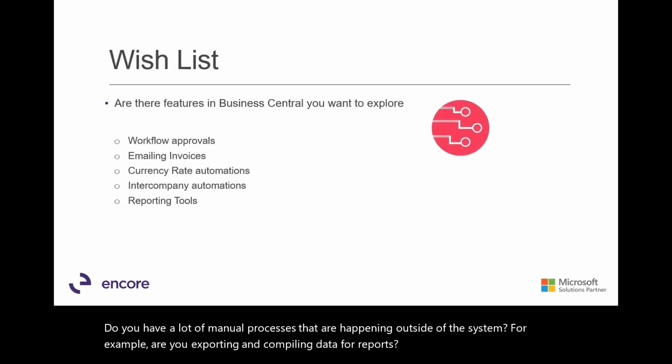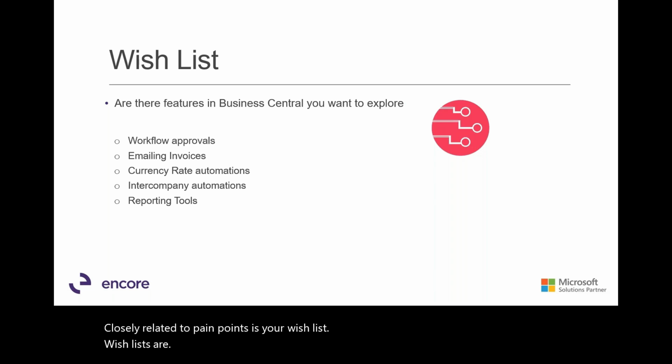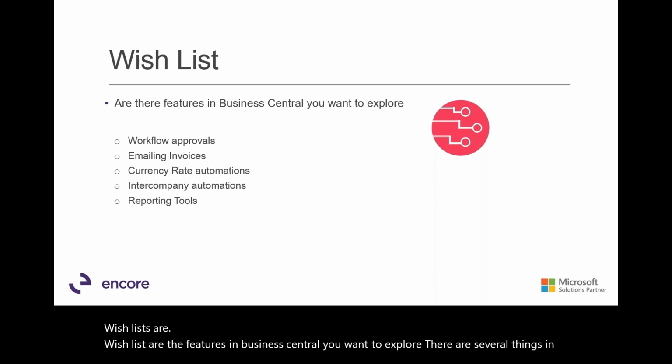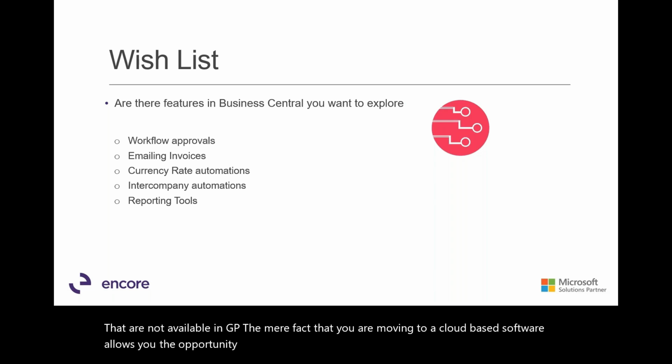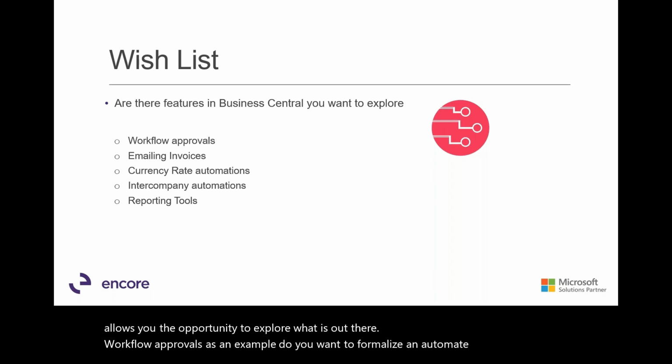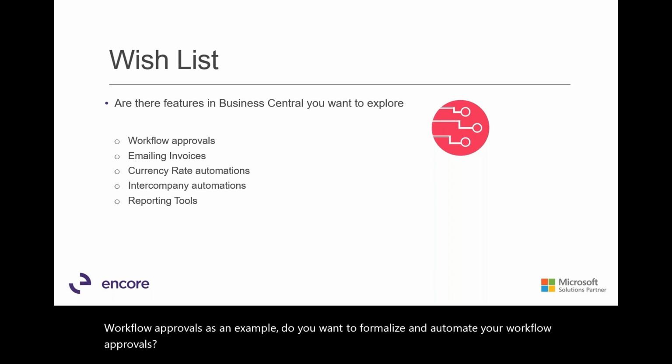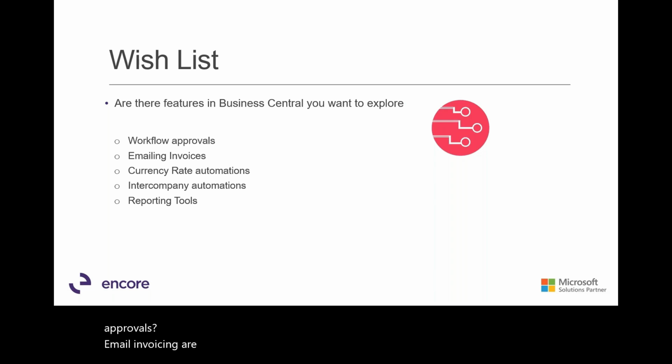Closely related to pain points is your wish list. Wish list are the features in Business Central you want to explore. There are several things in Business Central that are not available in GP. The mere fact that you are moving to a cloud-based software allows you the opportunity to explore what is out there. Workflow approvals is an example. Do you want to formalize and automate your workflow approvals? Email invoicing. Are you scanning and then emailing invoices as a separate step?